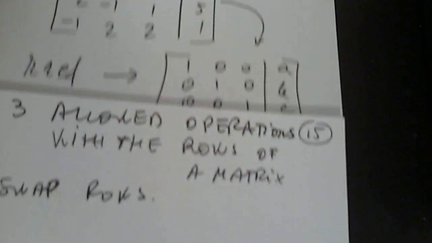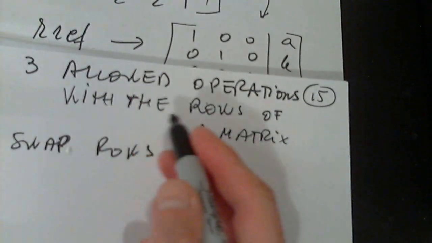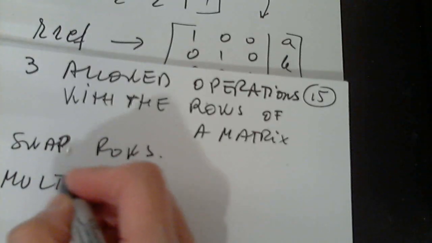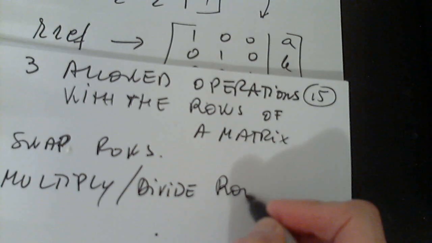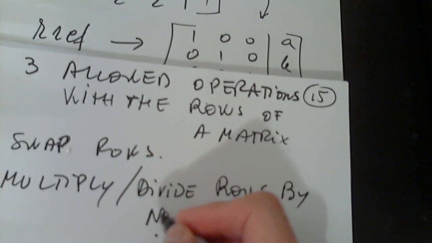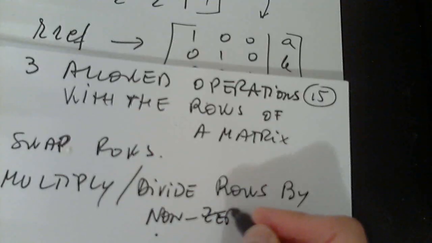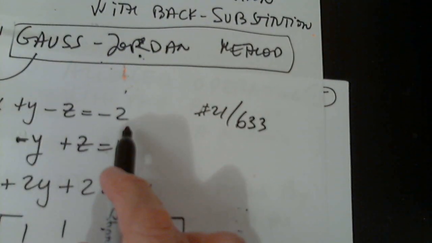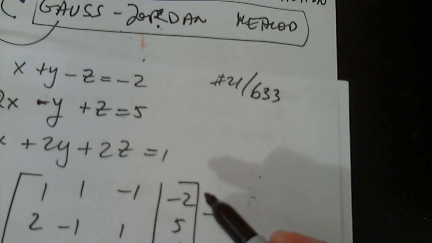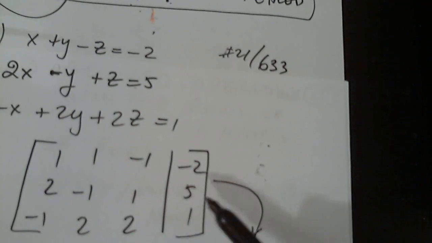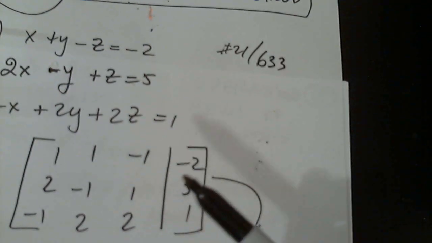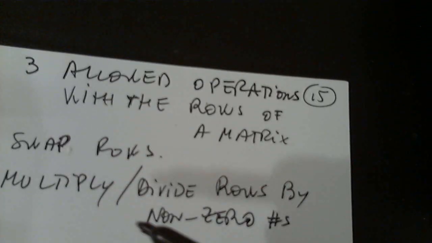Okay. The second operation, possible, allowed: multiply or divide rows by non-zero numbers, of course. Can I do that? We've done it all the time. If I decide to multiply this by 5, I will not change the system or the solution. If I decide to divide this by 10, yeah, I can. I will not change the solution or the system. So that's the second one.